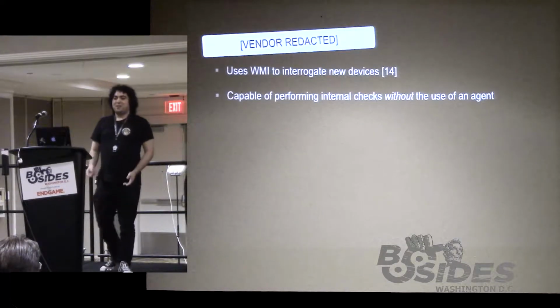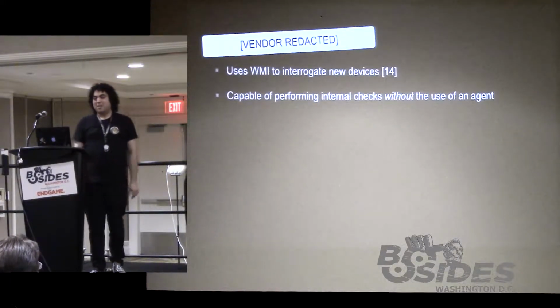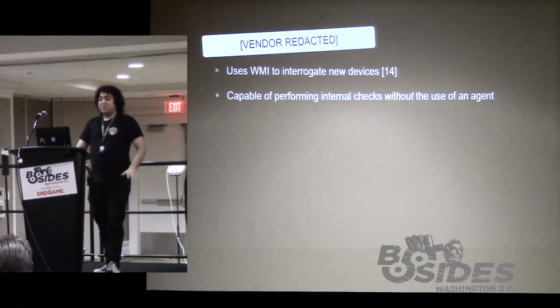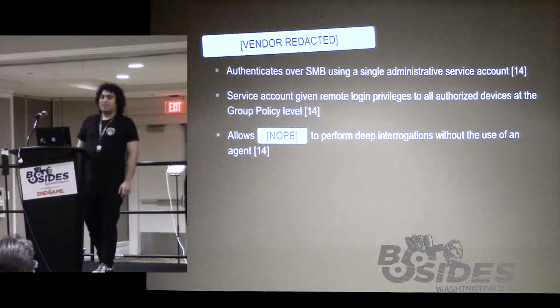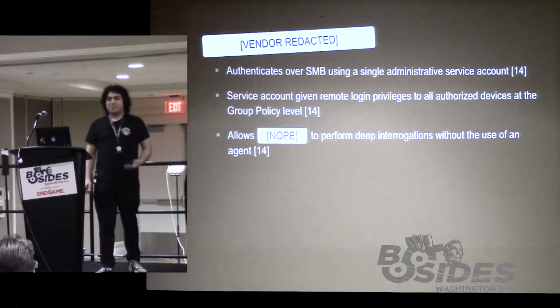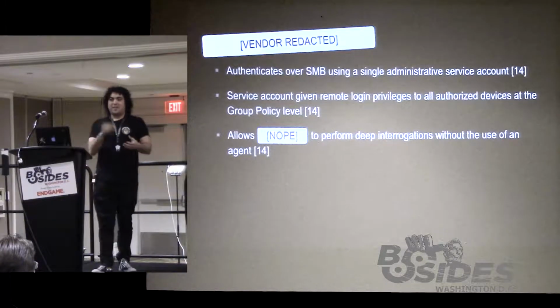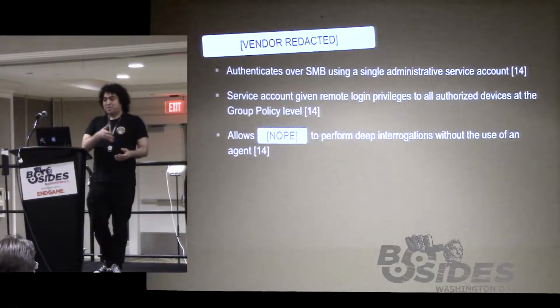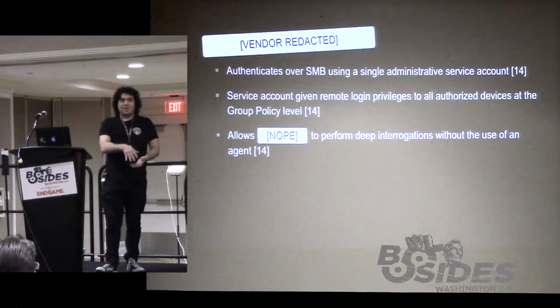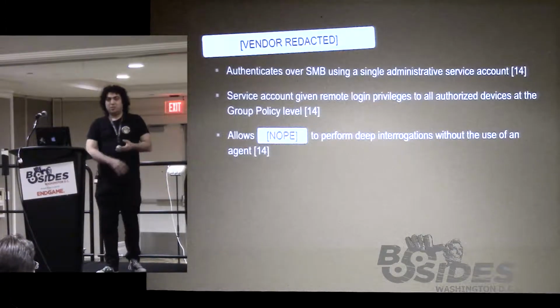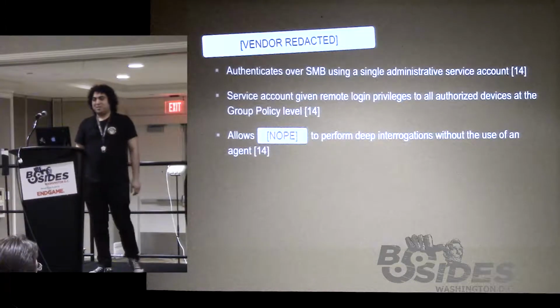Vendor A uses WMI to interrogate new devices as they're added to the network. By doing this, it's able to perform those deep internal checks without using an agent. The way it does this is it authenticates over SMB using a single administrative service account. So a device gets added, it authenticates with the device using the service account, or attempts to, and once it's authenticated, it uses some pretty deep administrative privileges to look at the internals of the device and examine how it works.